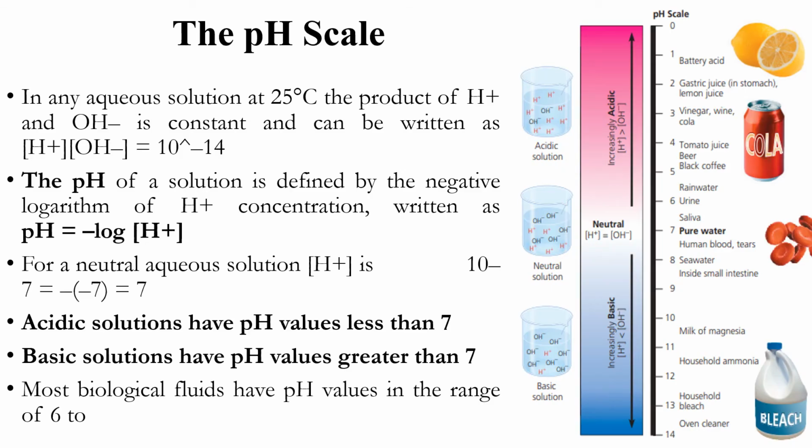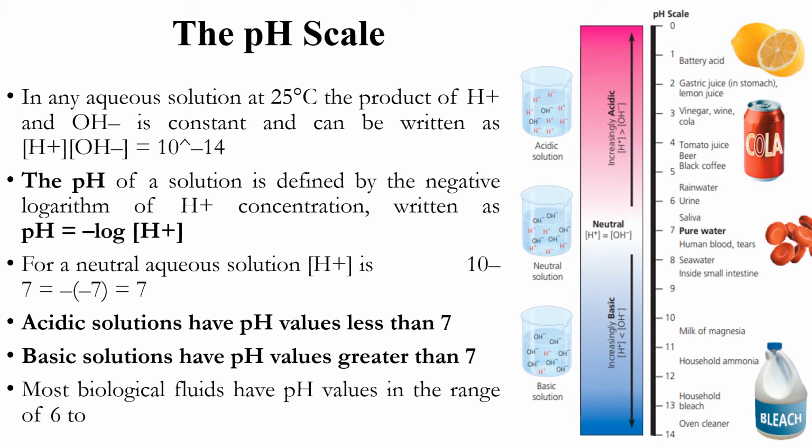pH scale. In any aqueous solution at 25 degrees Celsius, the product of H plus and OH minus ion concentrations is constant and can be written as the concentration of H plus ions times the concentration of OH minus ions, which is equal to 10 to the power minus 14. The pH of a solution is defined by the negative logarithm of the H plus concentration, which is written as pH equals minus log H plus concentration.